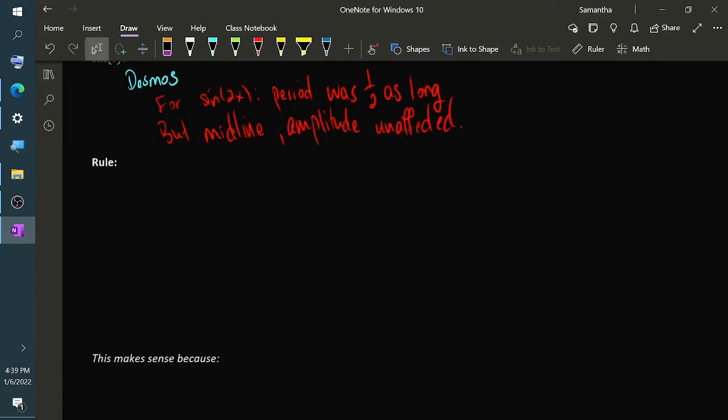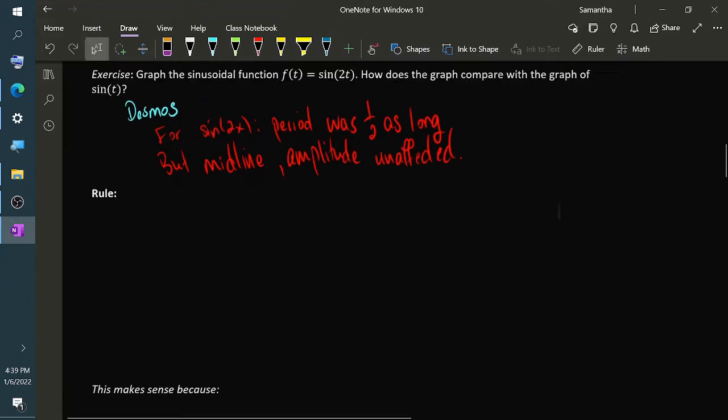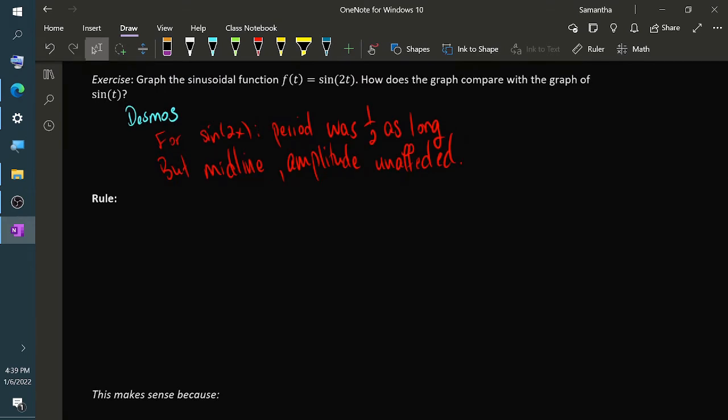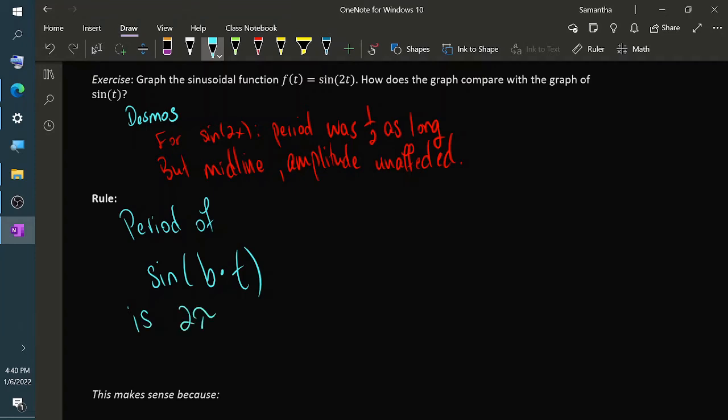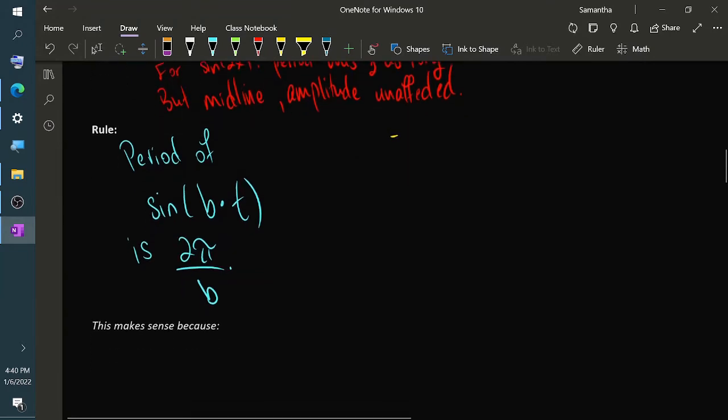So here's the rule that applies for trying to get a sinusoidal function of a specific period. The rule is that the period of the function sine with a number like b plugged into the input multiplied by t can be found by taking 2 pi and dividing it by b. Now let's try and rephrase this rule so that I could use it to construct a sine function with a specific period.